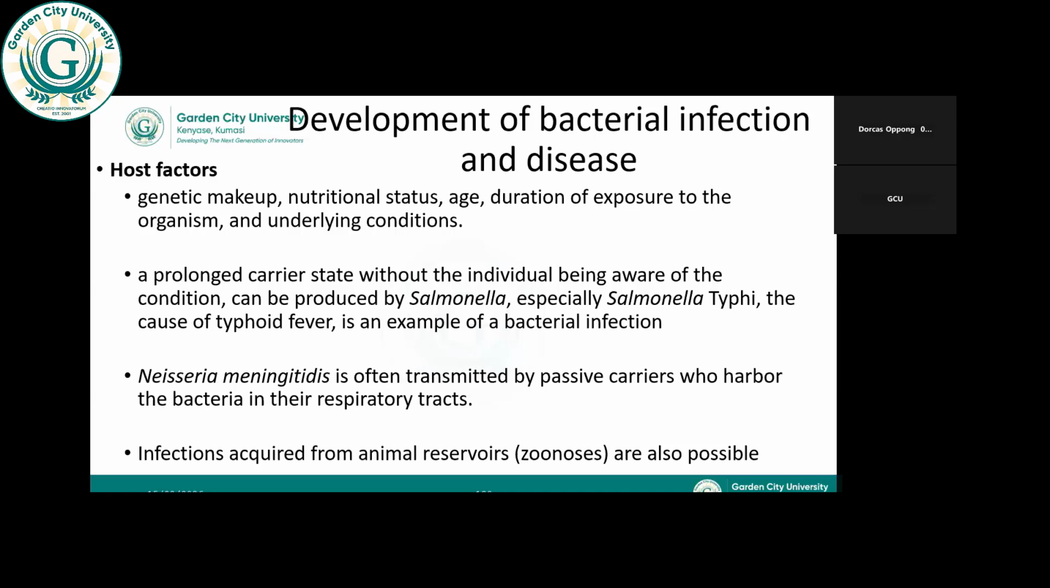So the genetic makeup plays a role in the development of disease and infection. The nutritional status: if someone is malnourished, that person is at a higher risk of these infections developing faster into diseases. Age is also a factor. Children and those who are older are at risk of developing the disease from the infection. So somebody was asking about the window. It depends on these factors.